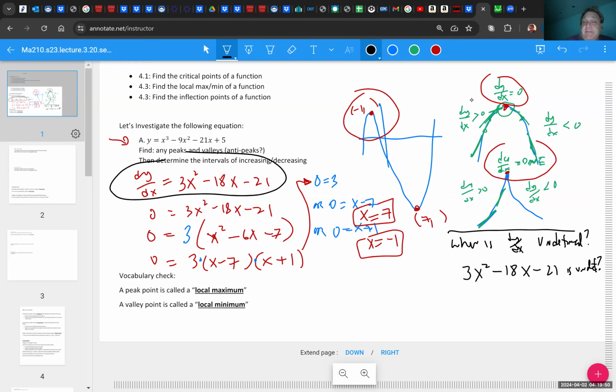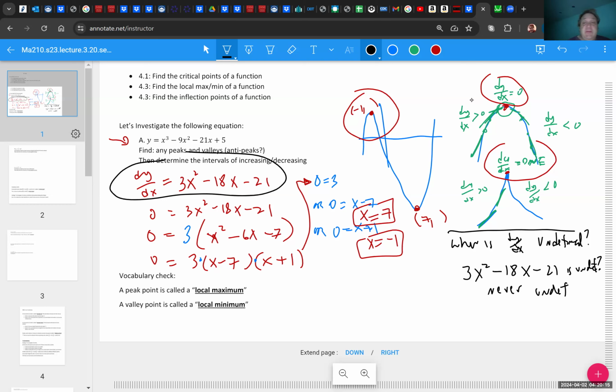It's never undefined. So the way we look for things that are undefined, we look for the things that we can't do in math. We cannot divide by 0. We can't take square roots of negative numbers. We can't take a log of a negative number, etc. Right? So this is never undefined because we know that it doesn't have any of those possibilities where it's undefined. It's also a parabola. We know what parabolas look like. They're not undefined as well.